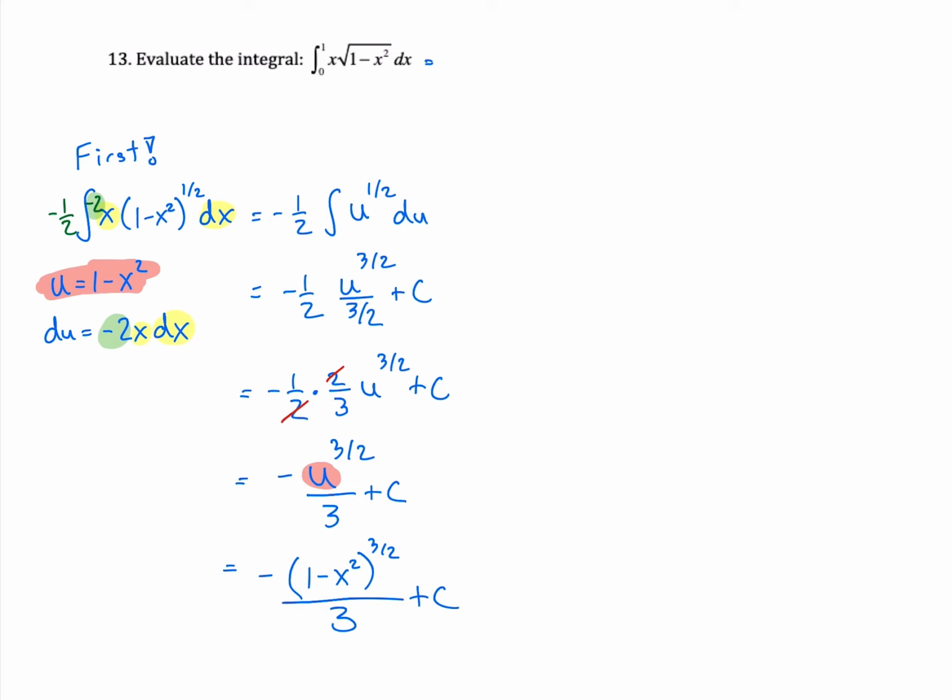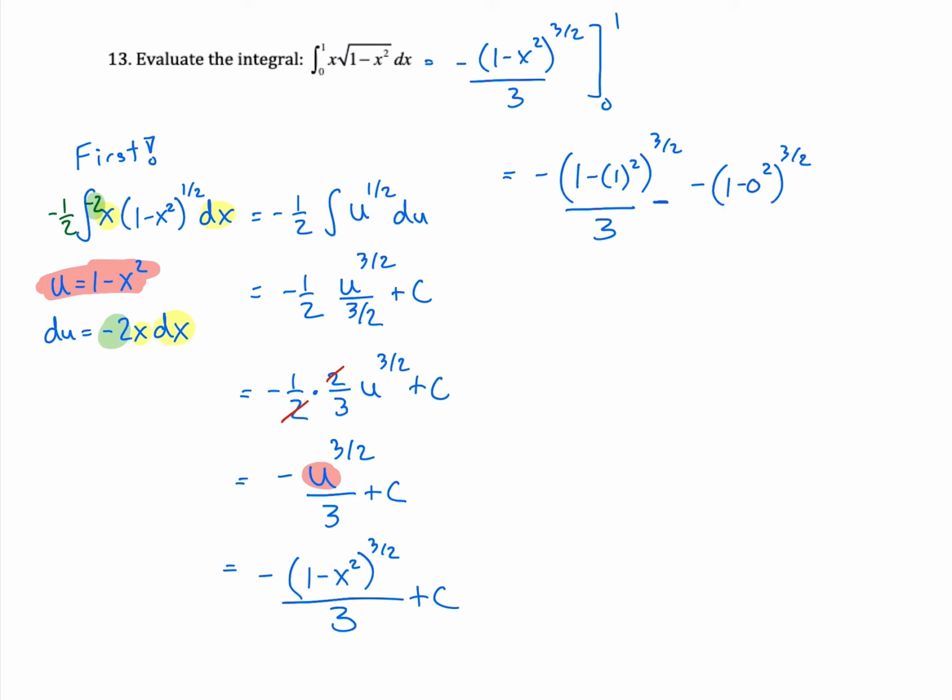So we're going to have that antiderivative that we just found, and we're going to evaluate that from 0 to 1. What that means is we're going to plug in 1 first, so 1 minus 1 squared to the 3/2 power over 3. Then we're going to subtract, and then plug in 0, and do 1 minus 0 squared to the 3/2 over 3. A lot of times when we have 0, it ends up becoming 0, but with composite functions, that's not the case. So you do have to plug in the 0 there.